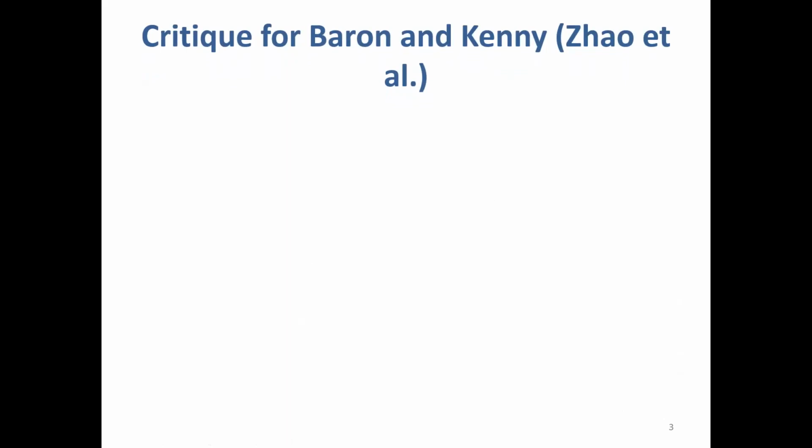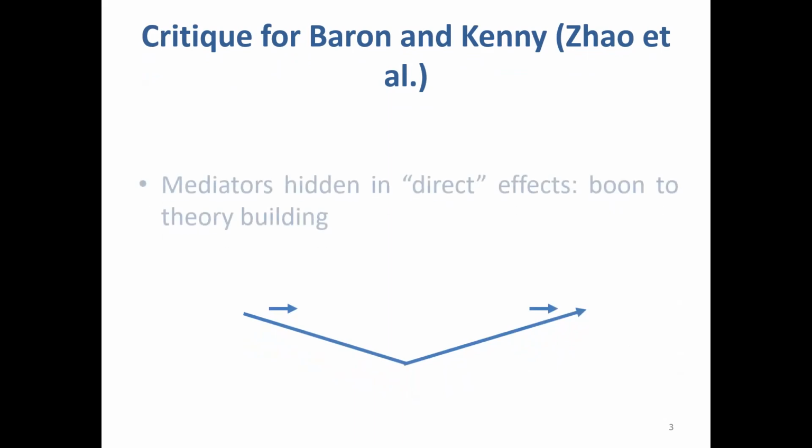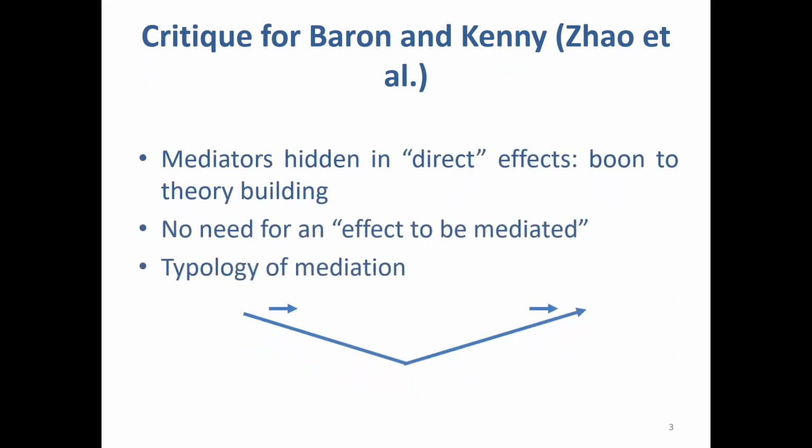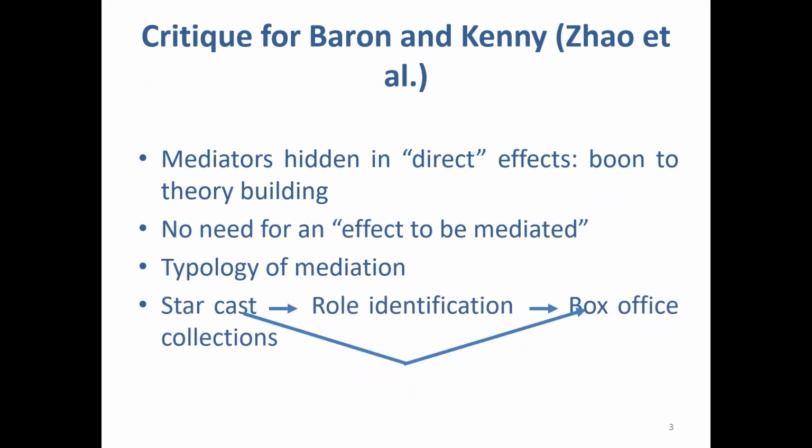They said that, as per their knowledge, the direct path should not be checked. As per this critique, Zhao et al. say that the direct path should not be checked. Instead, we should check only the mediating path. There is no need for an effect to be mediated. There is an indirect effect that you need to check. You should not go into all those complications and decide accordingly whether there is mediation, non-mediation, and so on.